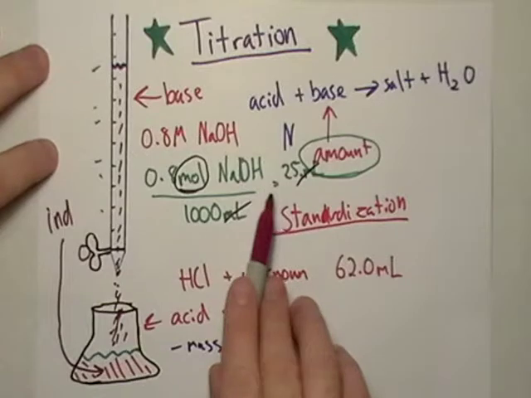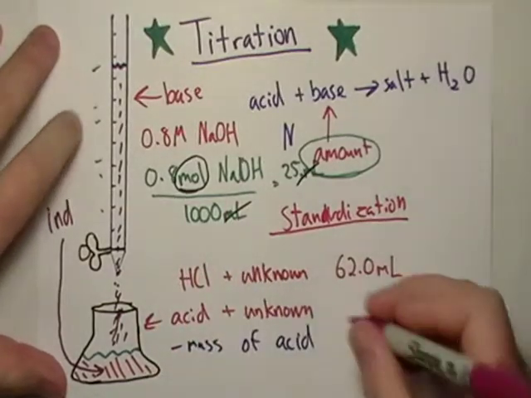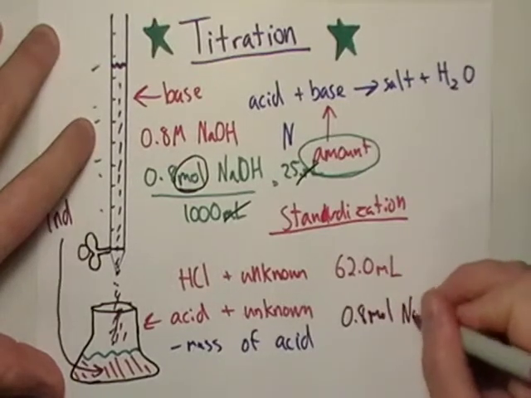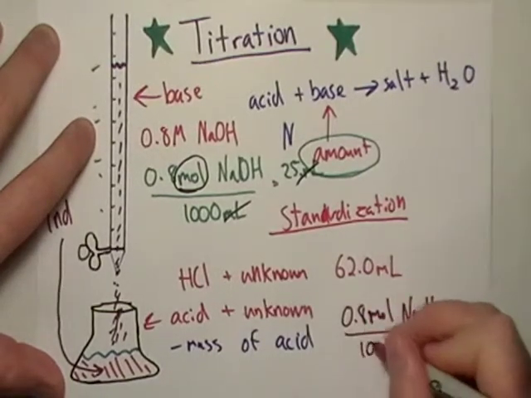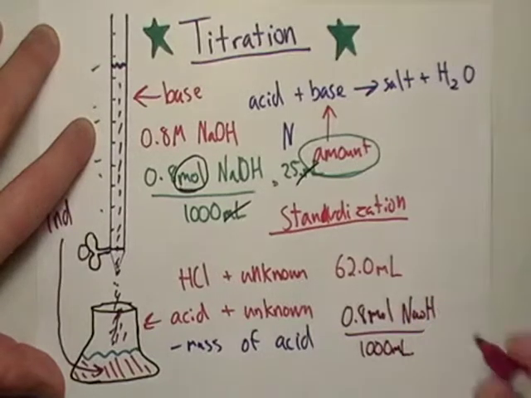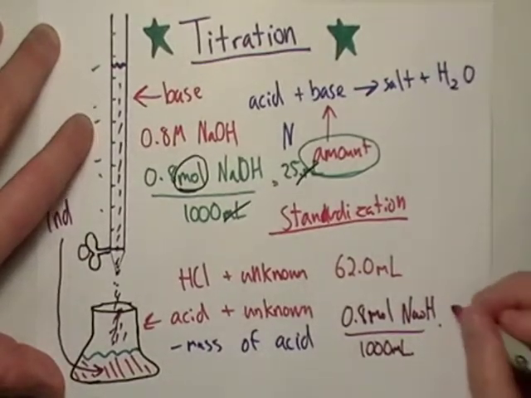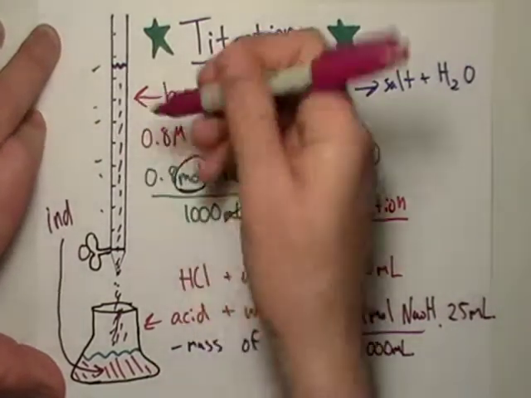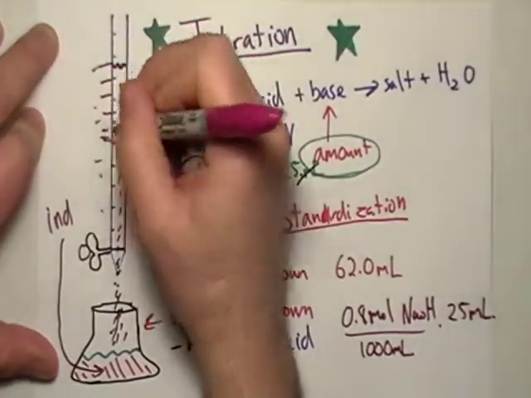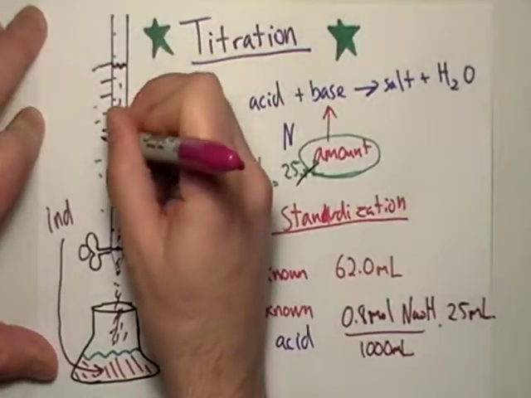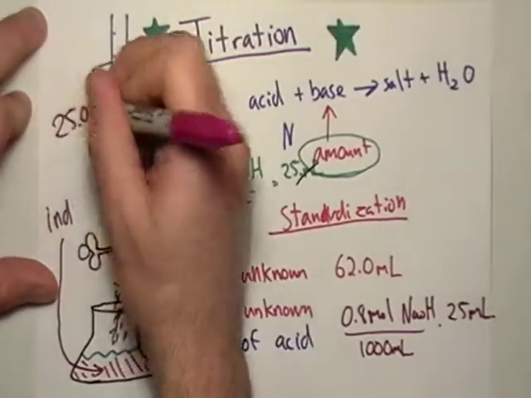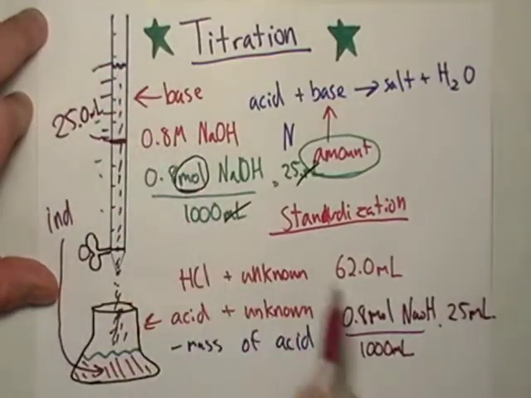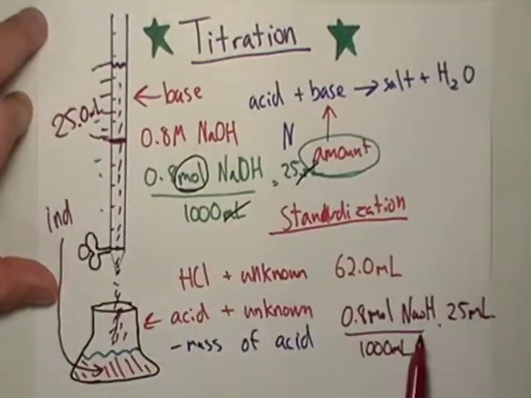Let's say we have 0.08 moles of NaOH in 1,000 milliliters, and let's say it took 25 milliliters. After 25 milliliters, as soon as the color changed, I observed my burette and noticed that it took 25 milliliters to do this. Well, now I know the concentration, so now I can get moles.